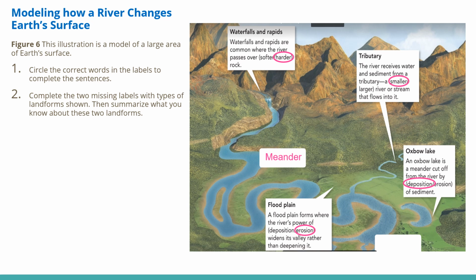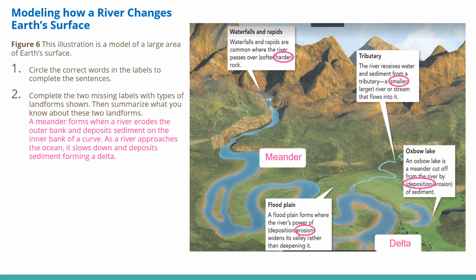So we have a meander and a delta. So a meander forms when a river erodes the outer bank and deposits sediment on the inner bank of a curve. As a river approaches the ocean, it slows down and deposits sediment, forming a delta.